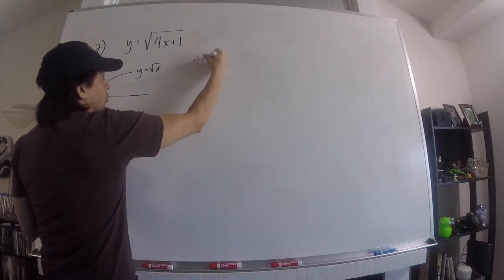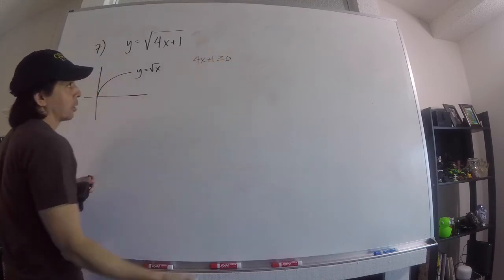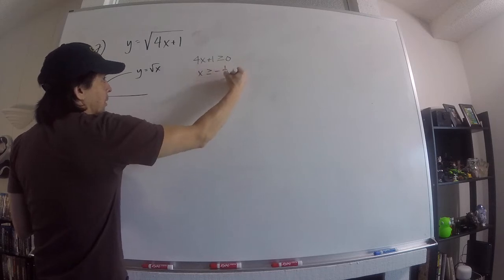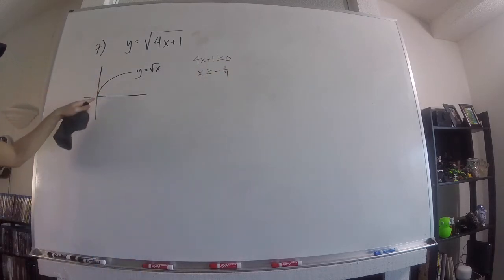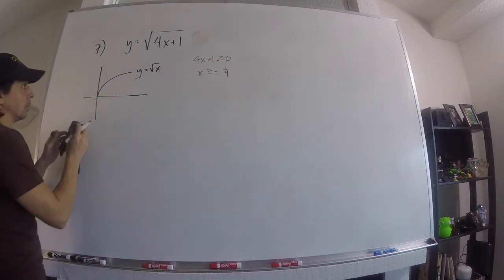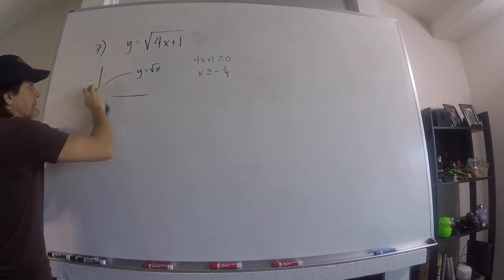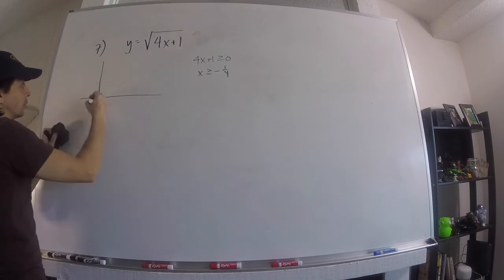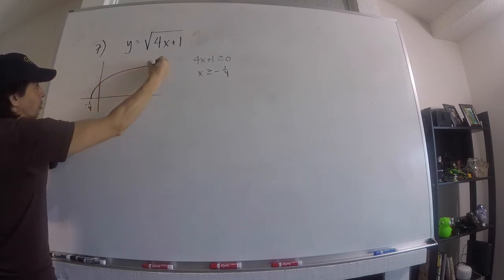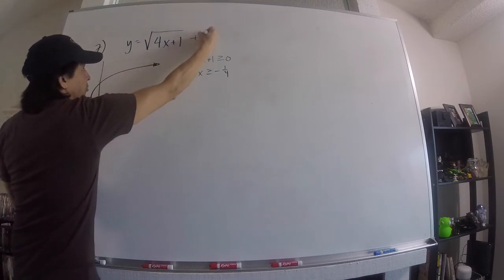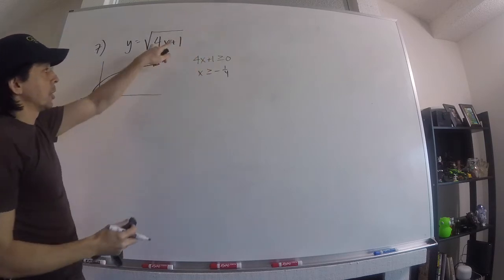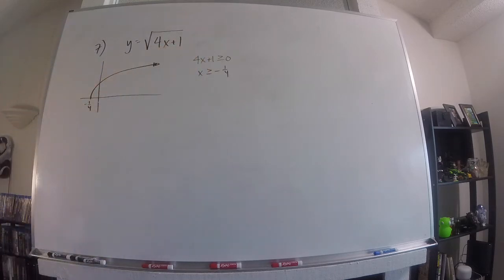The 4x plus 1 has to be greater than or equal to 0 because it's a radicand under a square root. That means x has to be bigger than or equal to negative 1/4. That means the whole thing is shifted to negative 1/4. I'm just going to draw it here. It doesn't get shifted up or down. A plus 5 outside the radical would shift it up. The numbers inside are shifting it horizontally.